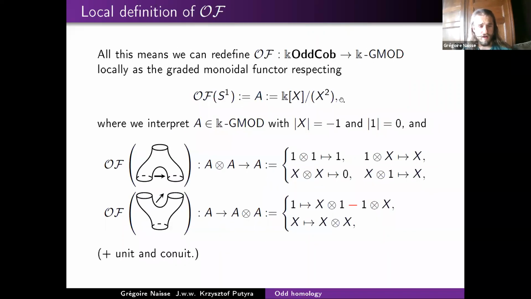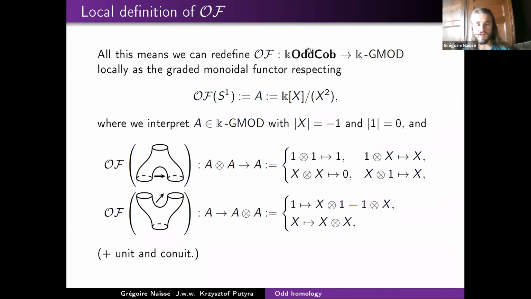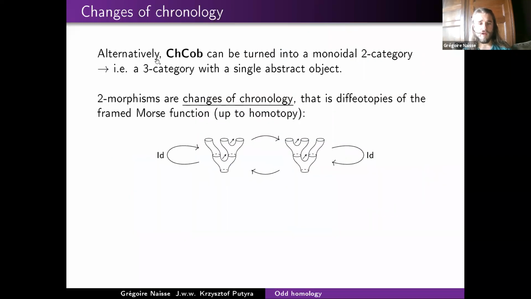Okay, maybe now you are thinking that this is a bit sad, because we have a category for usual cobordism, and then we have this category for odd cobordism. Maybe it would be nice to have some category where you could apply both your usual functor F and your odd functor OF. And there is a solution for that, and this is also due to Putyra. And what you can do is, instead of going to this linearized category of odd cobordism, you can turn the category of chronological cobordism into a monoidal two-category.